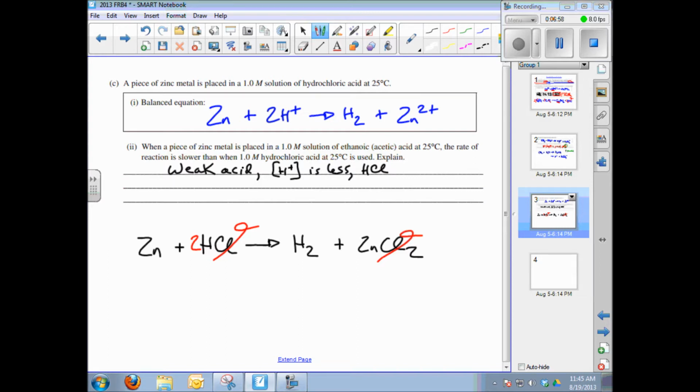So the rate of the reaction depends on the concentration of the hydrogen ion. And that is the answer to question number 4.